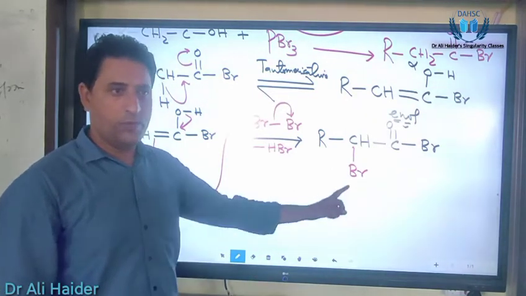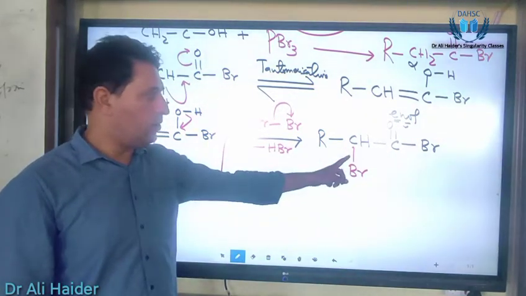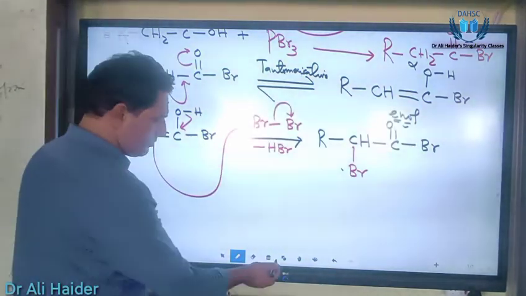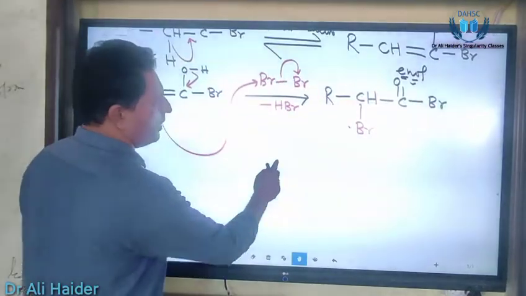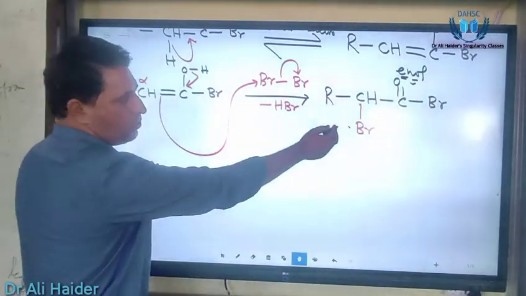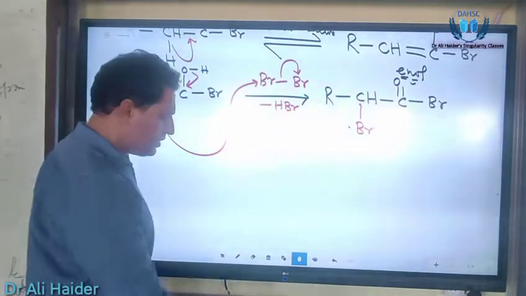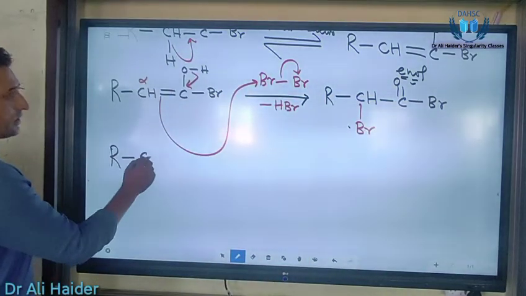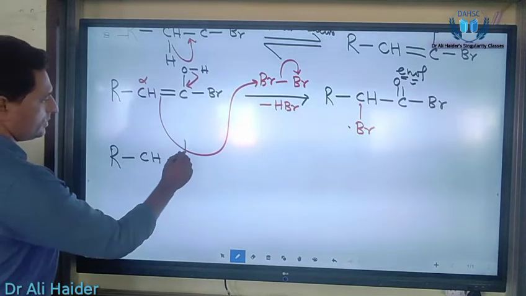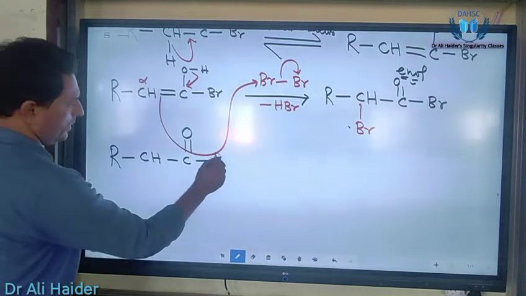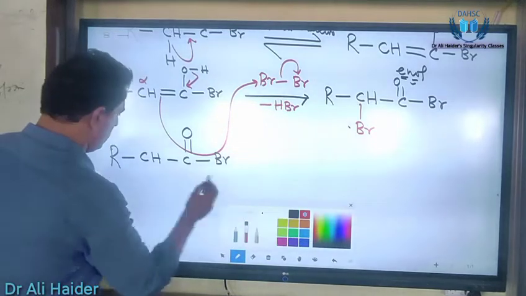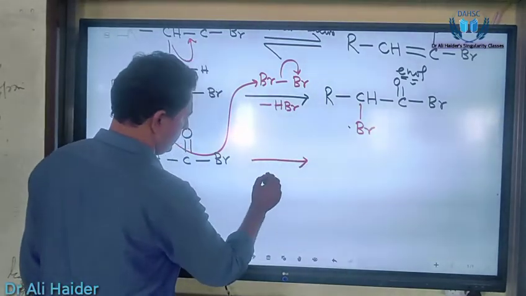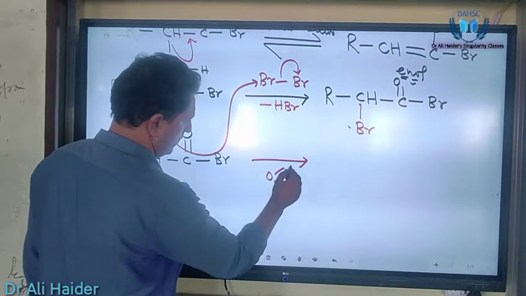Fine? The one that we made in the first step. Alpha halo acid halide. Okay? Fine. Now in the next step, it's very simple. This alpha halo acid halide will undergo hydrolysis. We just add water. So I'll write once again RCH C double bond O Br. This is Br over here. Now water is here, OH2.